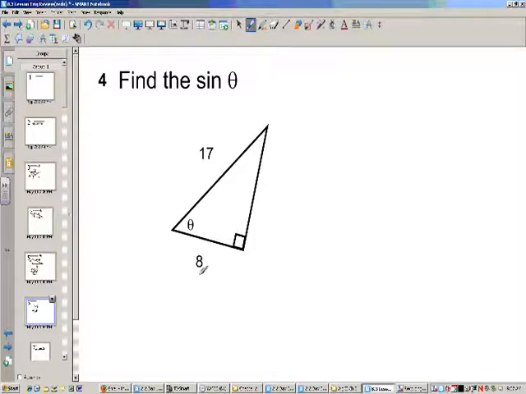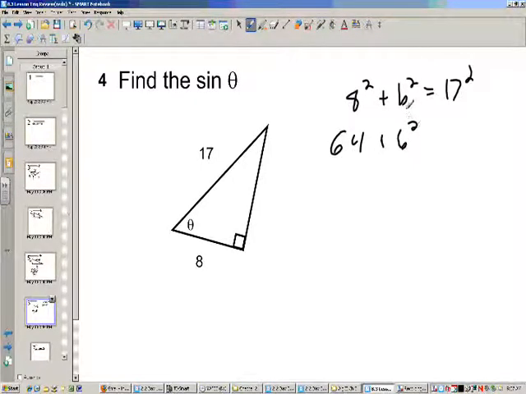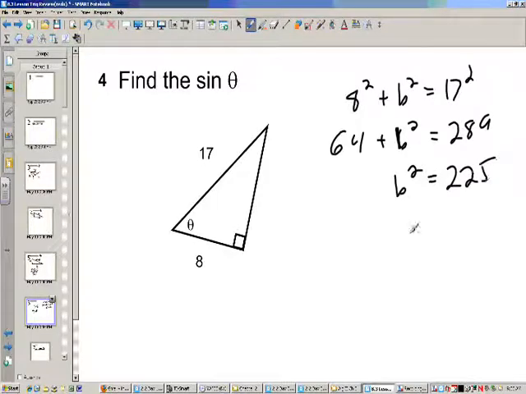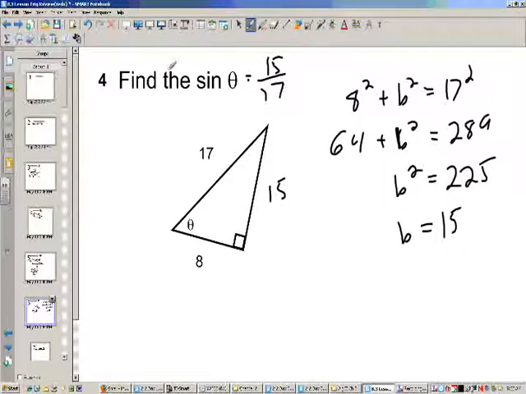The sine of theta here. Now, this is not the hypotenuse, so we're going to have to do 8 squared plus b squared is equal to 17 squared. So now what we're going to have to do is subtract the 64 from both sides to get b squared equals 225, square root both sides, and we have 15. So since this side is 15, the sine is going to be opposite, which is 15, over the hypotenuse, which is 17.